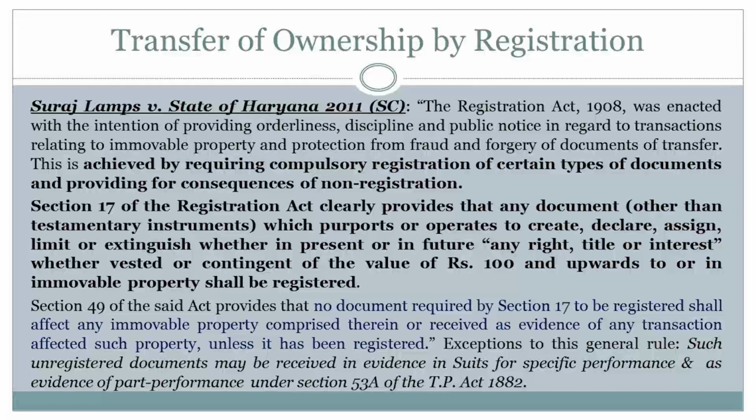That's exactly what a sale deed does. And Section 49 of the said Act provides that no document which is required to be registered under Section 17, if not registered, ladies and gentlemen, shall affect any immovable property comprised therein or be received as evidence of any transaction affecting such property unless it has been registered. So Section 17 says that sale deeds must be registered. Section 49 says basically if a sale deed is not registered, that sale deed shall not affect any immovable property comprised therein or be received as evidence of any transaction affecting such property unless it has been registered. Okay, what does that mean?